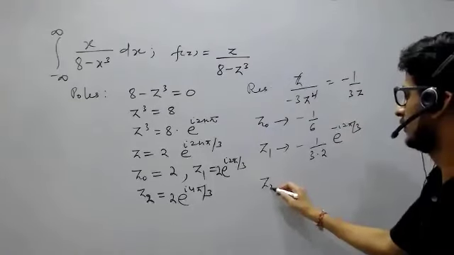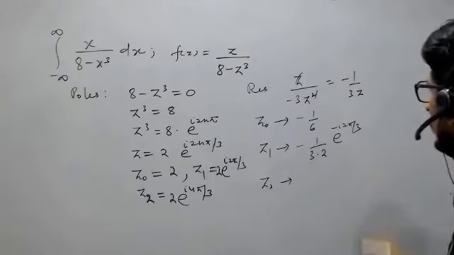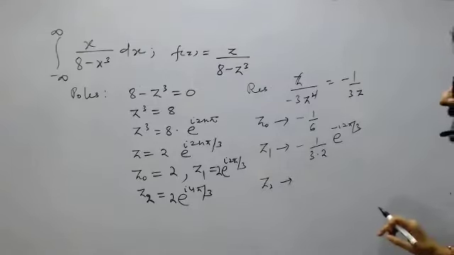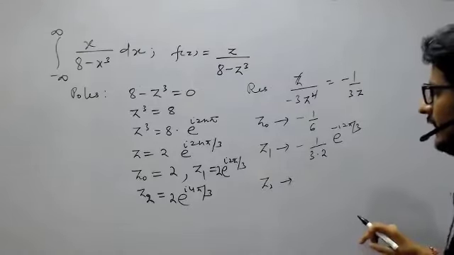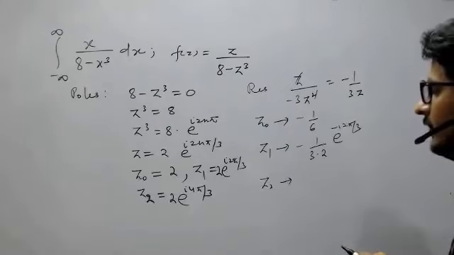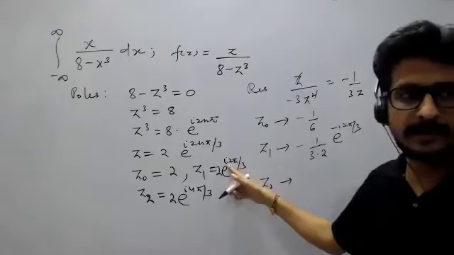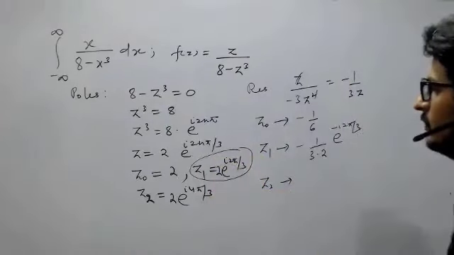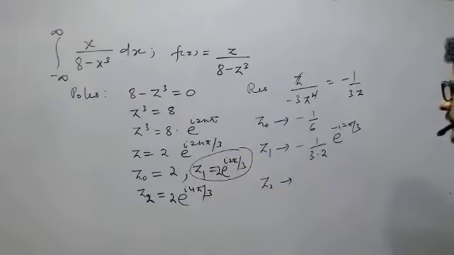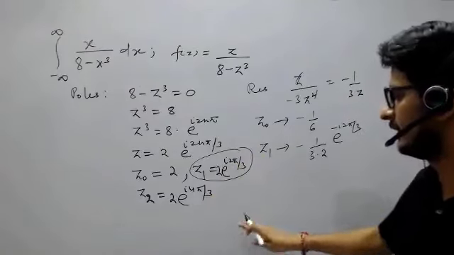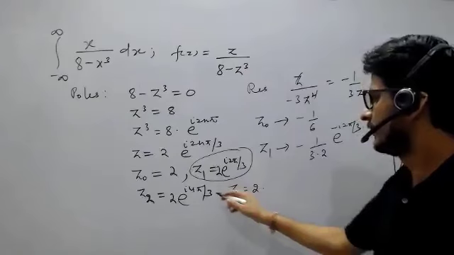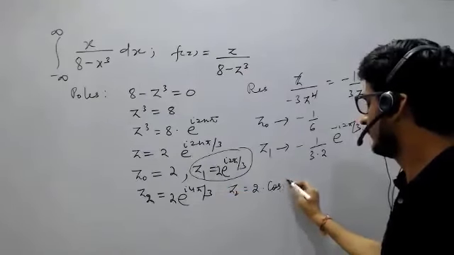And Z2, what will be the residue? And please see, whether Z2 will be included or not, that we have to see. Like I saw for Z1, iota was positive, na? So it is included. And what about Z2? We will have to check what the value is. Z2 will be 2 cos of, how much will it be?